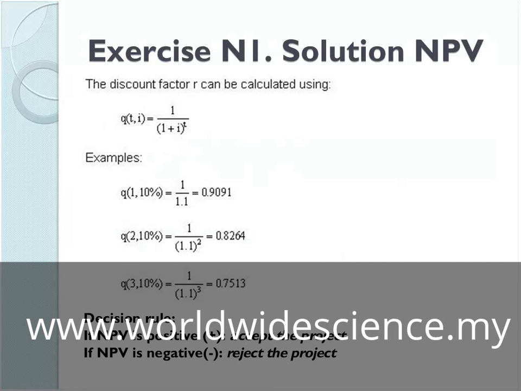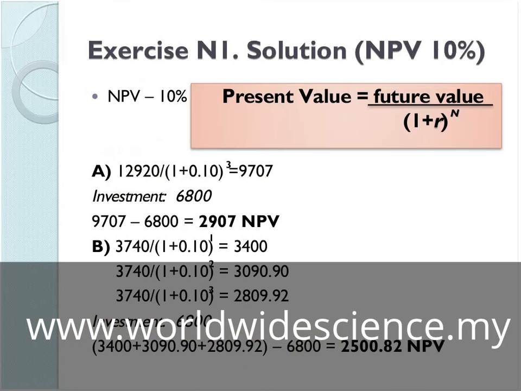Okay, the decision rule for the NPV, you remember: if it's positive, the project is acceptable. If the NPV comes with a negative value, you should reject that project. Okay, here the formula is given, and let's see the NPV calculation at 10%.